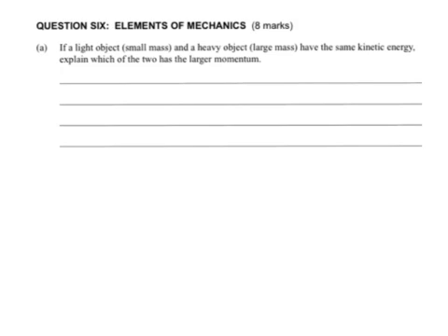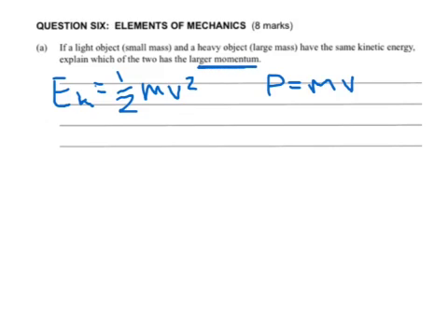Okay, so a couple of important things. We're going to need the kinetic energy formula, EK equals half mv squared. So we've got mass and velocity, and for them to have the same kinetic energy, with one having a larger mass, the other one will clearly have to have a smaller velocity. The other formula, momentum, is P equals mv, and we have to use these two equations in such a way as to find out which of the two has the larger momentum.